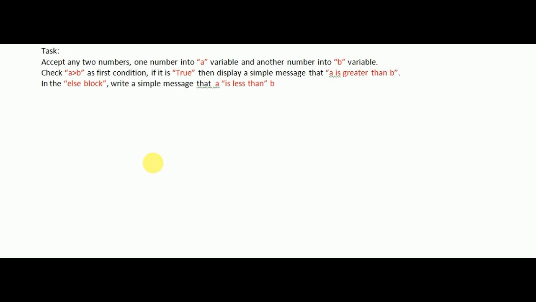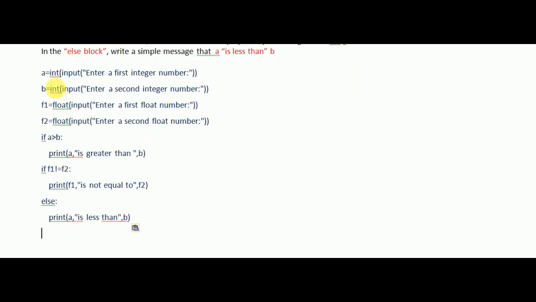Now here we have the solution. a equals int of input of enter first integer number. b equals int of input of enter second integer number. This is the first if conditional statement. Then the second condition will contain the floating numbers. So here we have f1 equals float of input of enter a first float number, and f2 equals float of input of enter a second float number.